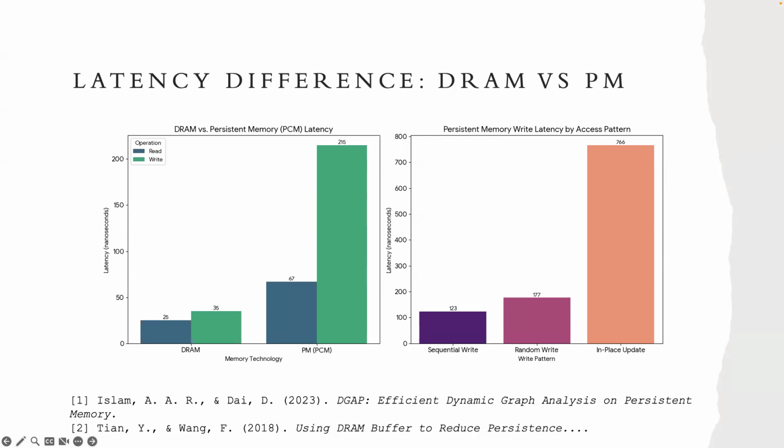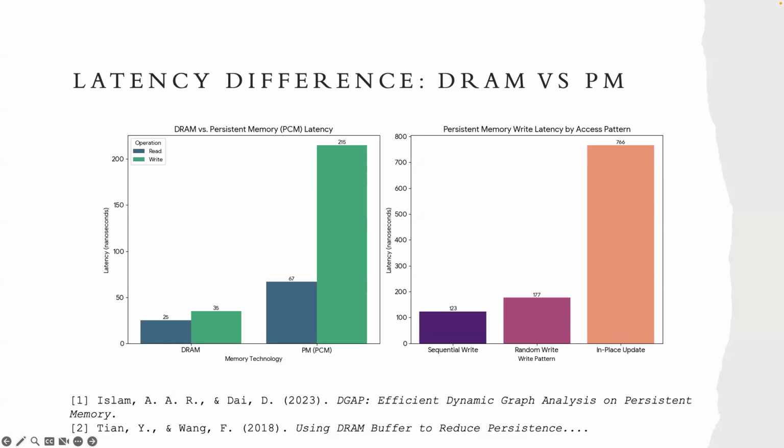And in the second graph, we have various access patterns, and we demonstrated their write latency. So what is in place update? In place update means we are updating the same block again and again. Modify. Yeah, modify. So we can see the sequential writes and the random writes are acceptable, but the in place update is very bad.